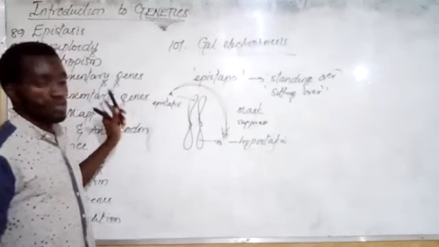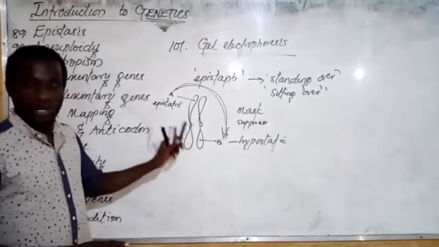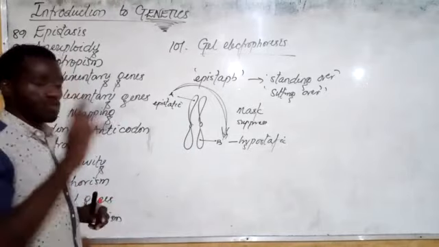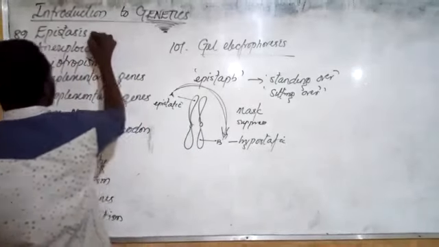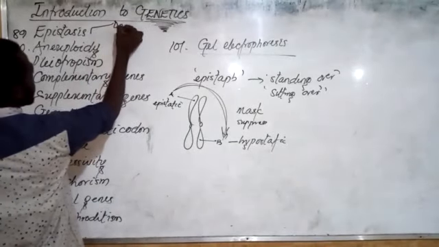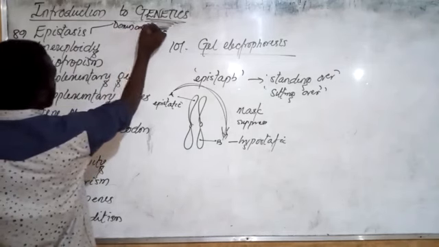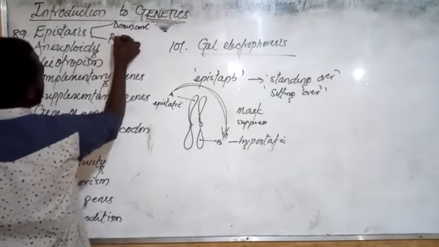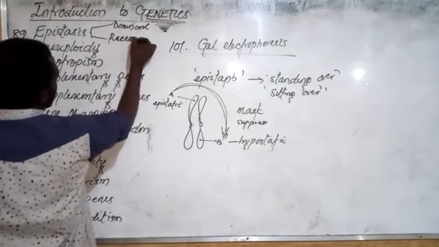So I made a video using Labrador to explain what basically happens here. And there are two forms of epistasis. We have the dominant epistasis, and the recessive epistasis. And it's very simple.